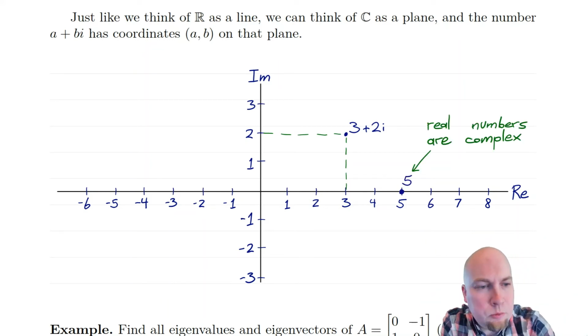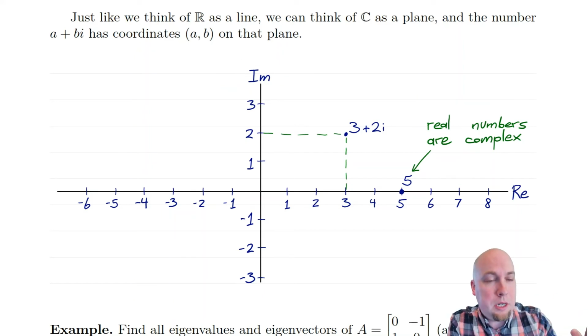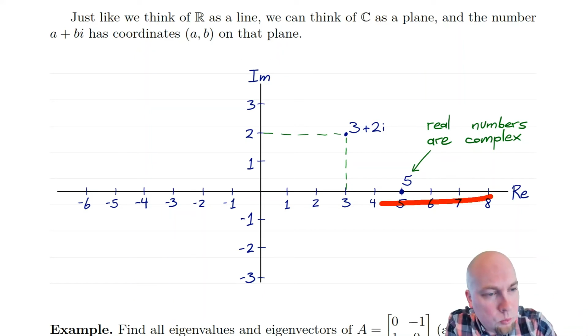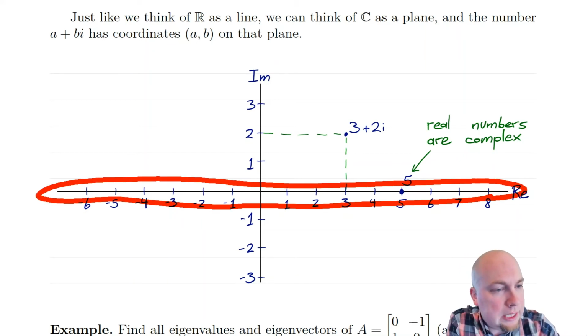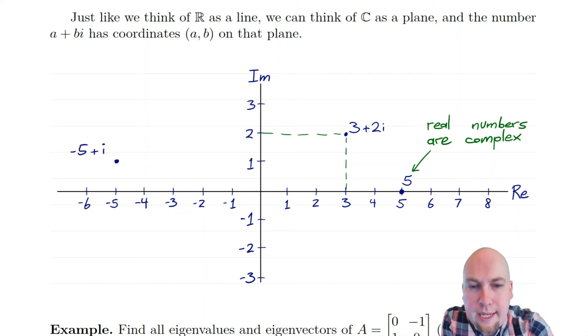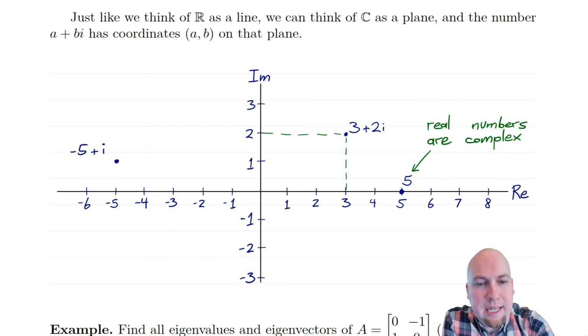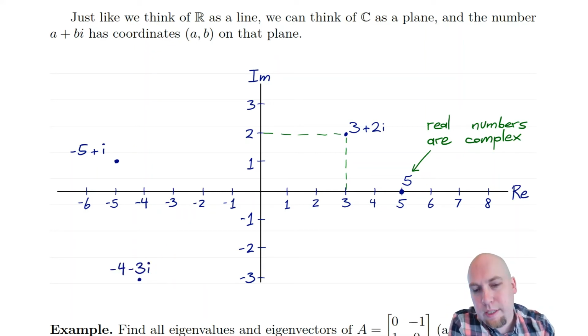And just to be really, really clear here, real numbers are complex numbers. Real numbers are a special case of complex numbers where the imaginary part equals 0. So in other words, real numbers are down on the real axis. The number 5 here is just there on the real axis. It's 5 plus 0i. And there are lots of other numbers, in any quadrant. Minus 5 plus i means you go left 5 units and up 1 unit. Minus 4 minus 3i, now you're going left 4 units and down 3 units, and so on.